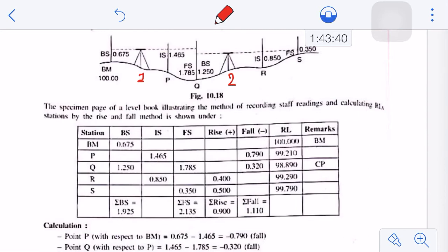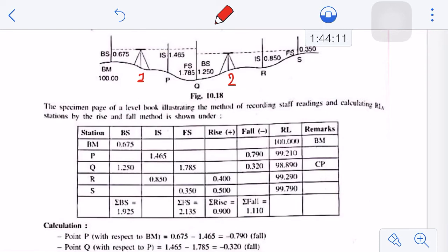So after taking the reading at Q, you will shift your instrument from point 1 to point 2, and after keeping your instrument at point 2, you will take a reading to the previous point only, where you have just carried out the FS. That's why for station Q you will see another reading recorded as BS, that is 1.250, and in the remark column you will find it as change point. Then for station R we have recorded the reading in IS, and for station S in FS. That's how we have recorded the readings.